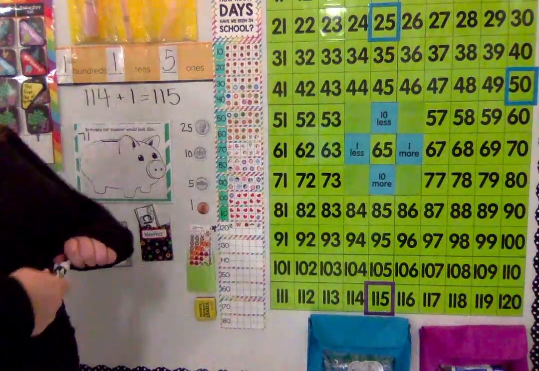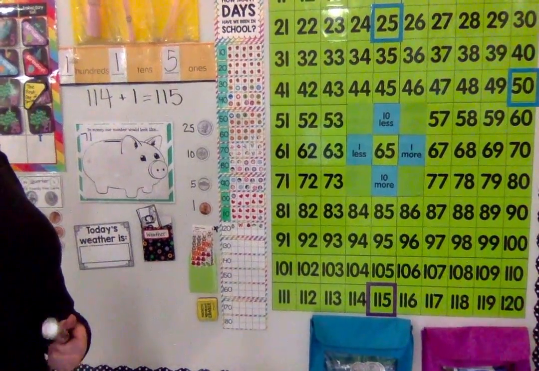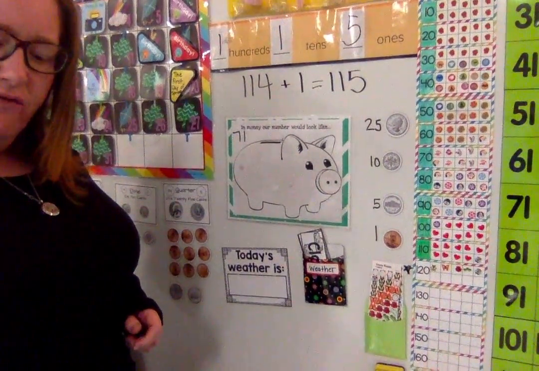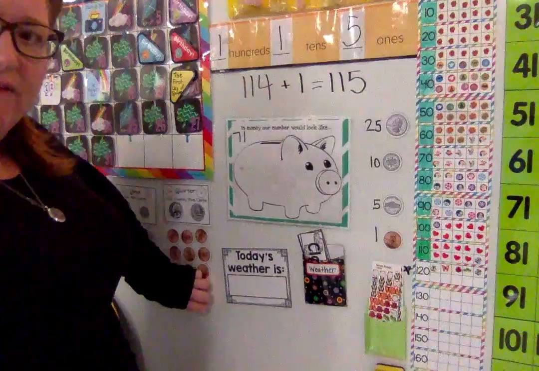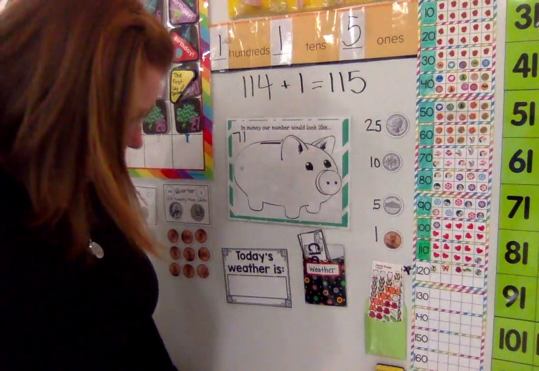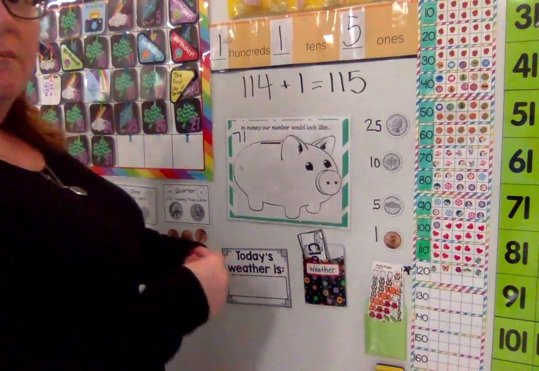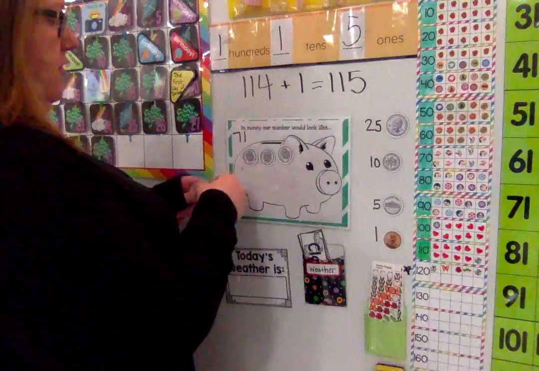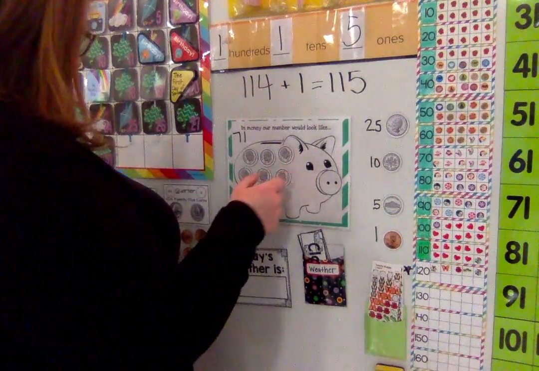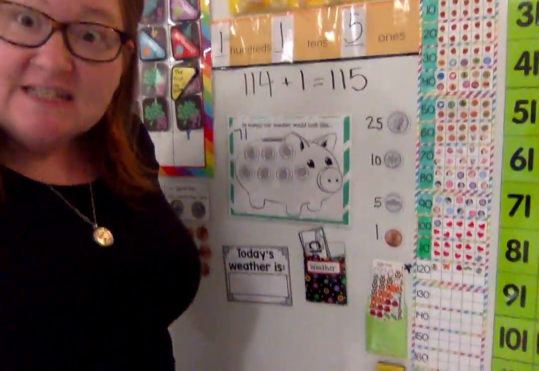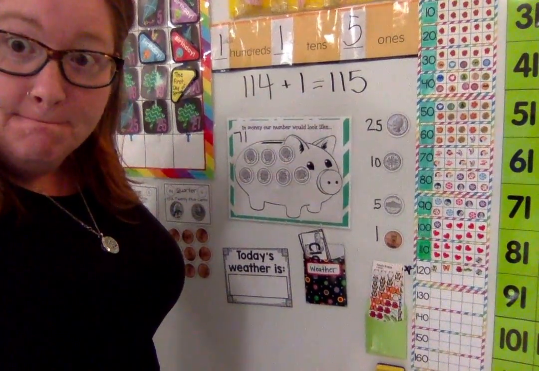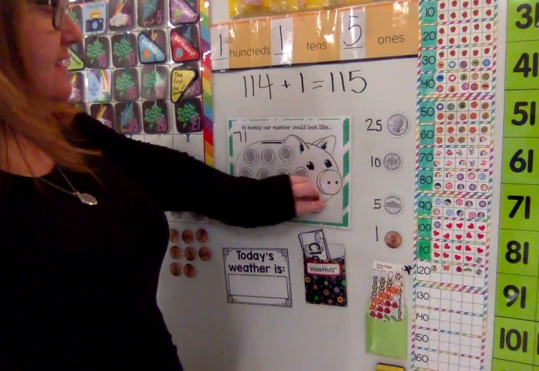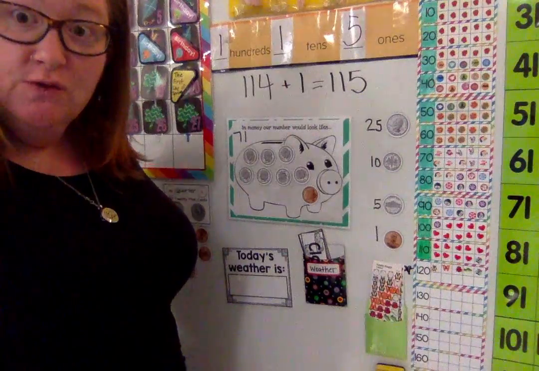71 cents to make our piggy bank full. So if we want to show 71 cents, can you think of a way that I could show 71? I know sometimes we like to start by counting those tens. We could do 7 dimes, 10, 20, 30, 40, 50, 60, 70. That would get us 70 cents. And then 1 more penny, 71.